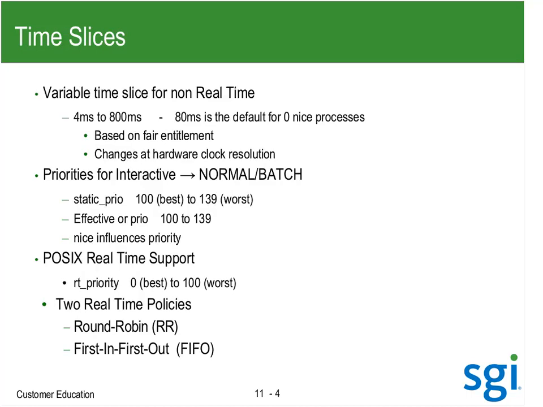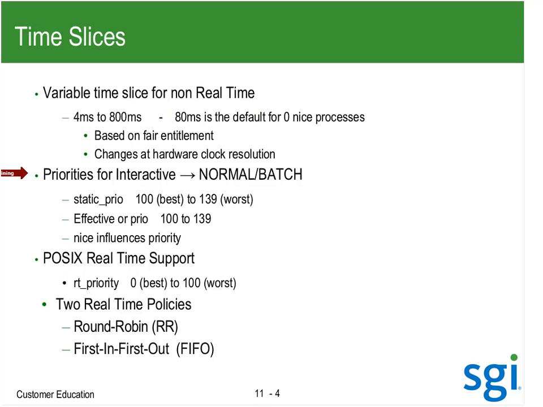So time slices. We have a variable time slice now, anywhere from 4 milliseconds up to 800 milliseconds. 80 is the default. So your time slice is variable based upon your nice value. And unfortunately, they did something called a fair share scheduler concept called completely fair share. And it is not fair, and it is not complete. This time slice is being looked at by hardware clock resolution.